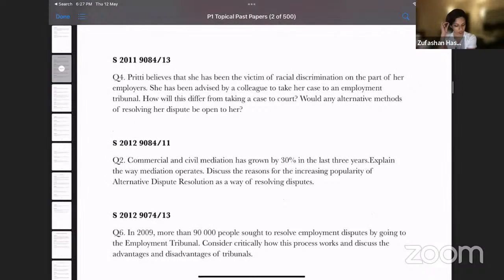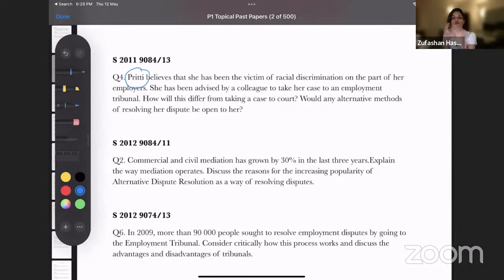So looking at a question over here, you may get a situational question. They may talk about a person like Preeti over here, let's say, who has been racially discriminated against and what can she do now, right? Like how can she go to a tribunal? That's the explanation part, right? Here is where the evaluation starts. In the explanation, you'll talk about how this person X, in this case Preeti, can take her case to an employment tribunal.